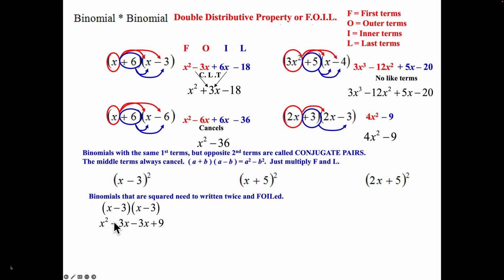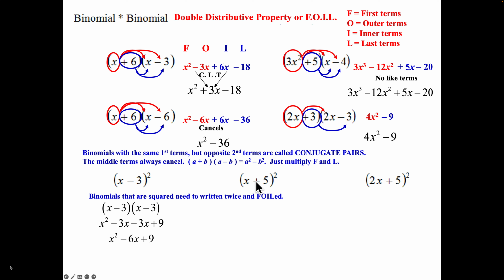You're going to get x times x is x squared. X times the minus 3 is minus 3x. Another minus 3x. And negative 3 times negative 3 is a positive 9. So what you should be noticing here is that the two middle terms are now going to be exactly the same, whereas up here they were opposites. So there will always be a middle term in a binomial squared.